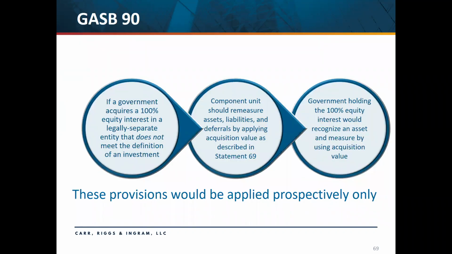So if a government acquires a 100% equity interest in a legally separate entity that does not meet the definition of an investment, then it should be recorded as a component unit. We should look at this component unit and remeasure its assets, liabilities, and deferrals by applying acquisition value as described in Statement 69. The government holding the 100% equity interest would recognize an asset and measure it using the acquisition value. These provisions would only be applied prospectively.